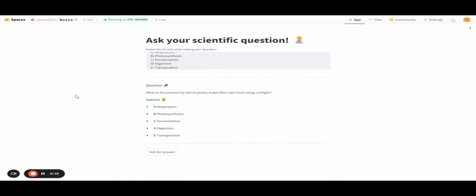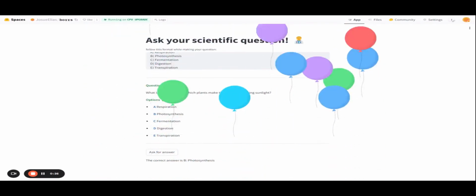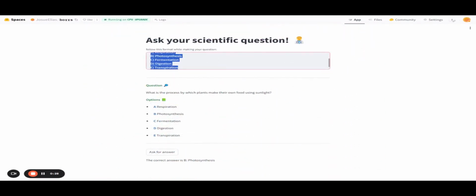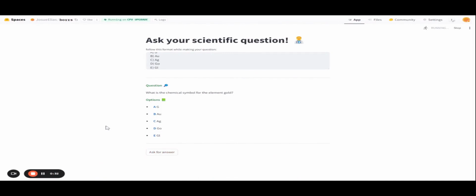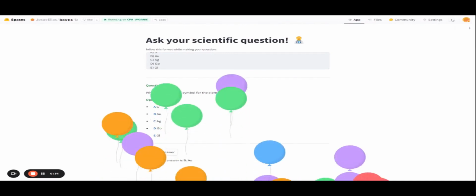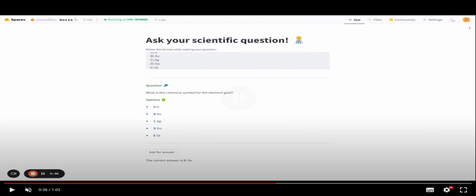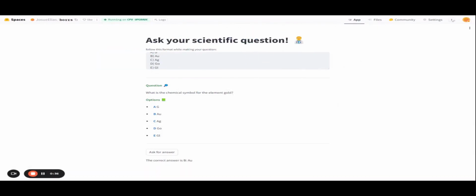The second question is, what is the process by which plants make their own food using sunlight? The expected answer is photosynthesis. For the final question, which is what is the chemical symbol for the element gold, the right answer is letter B.